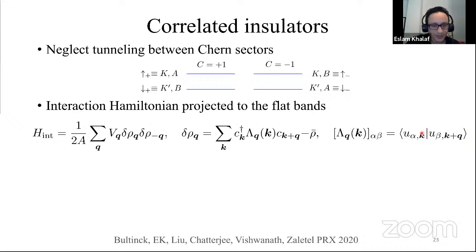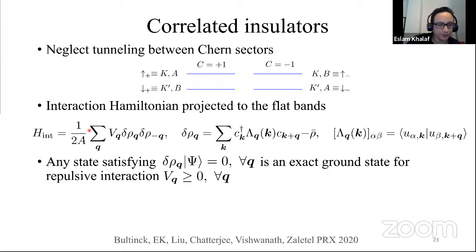And if this interaction is repulsive, then this Hamiltonian is non-negative definite. So it's easy to show that a sufficient condition for a state to be a ground state is that it is annihilated by all of these density operators. So if it's annihilated by this density for all Q, this is an exact ground state.